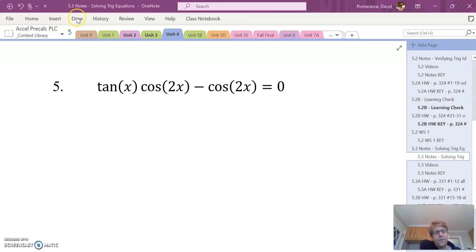I'm going to take a look at example 5 now in solving trig equations. This one we've got a mix of tangents and cosines, just like on the last one we had a mix of secants and cosines. But here's another thing that gives me pause in this problem. The tangent has an argument of x, whereas the cosine has an argument of 2x. So these are really not very similar things at all.